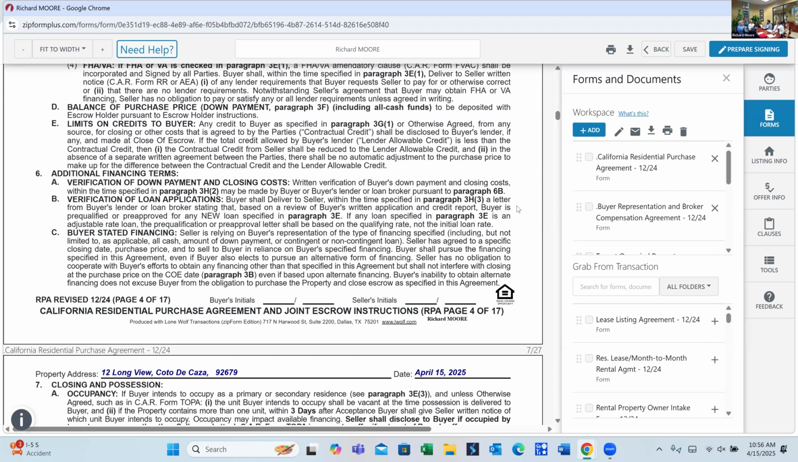Does the seller have to cooperate? Well, they don't have to cooperate. They can't prevent the transaction from closing. The buyer still has an obligation to close as agreed, that it's not a breach of contract. Basically, this contract is designed.